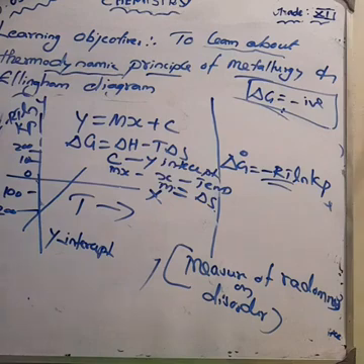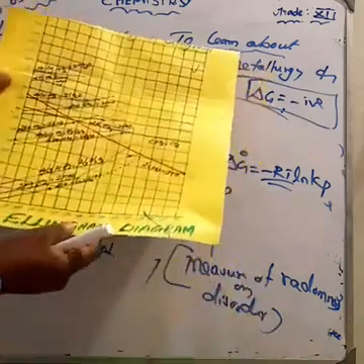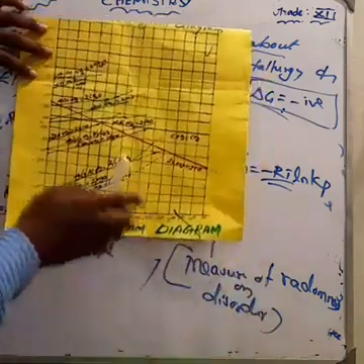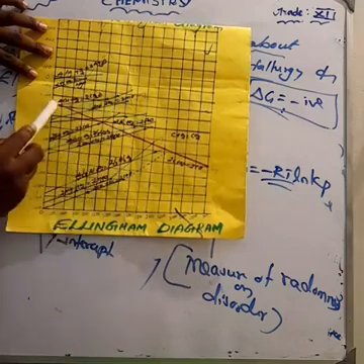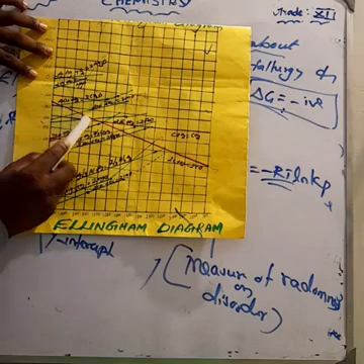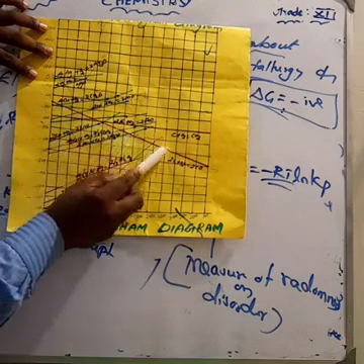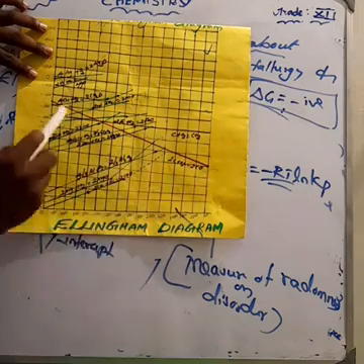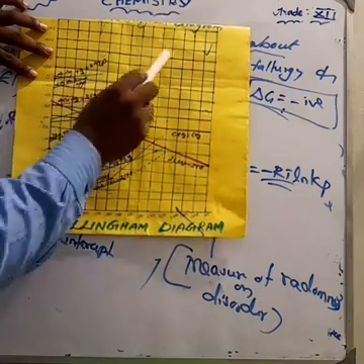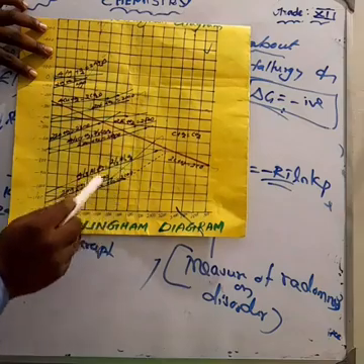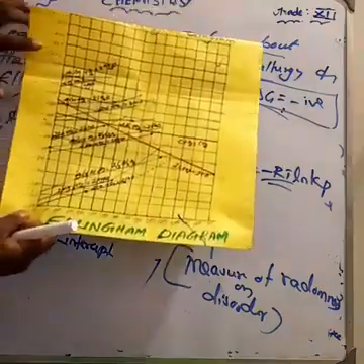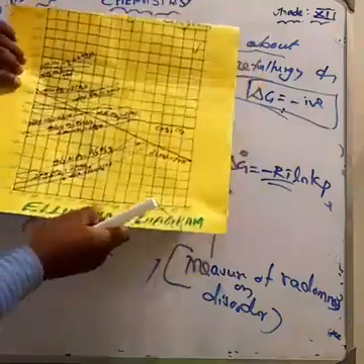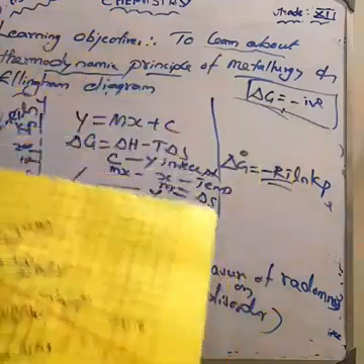Here, for most of the metal oxide formations the slope is positive, but there is only one, that is carbon monoxide. The formation of carbon monoxide is also a straight line, but with negative slope. Am I right? All the others have a positive slope. Why the slope becomes positive and why it becomes negative, we can discuss from each equation. Am I right?